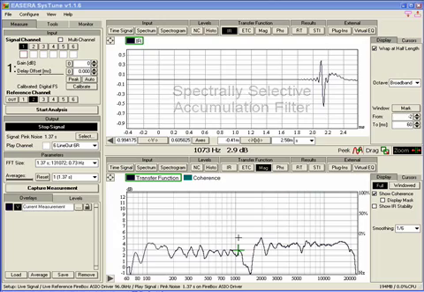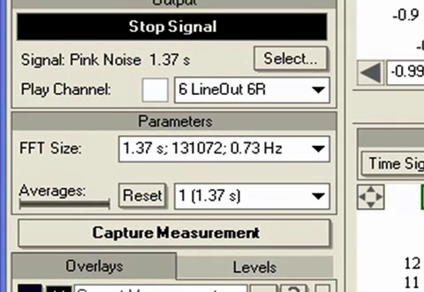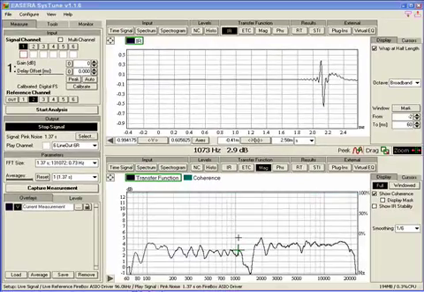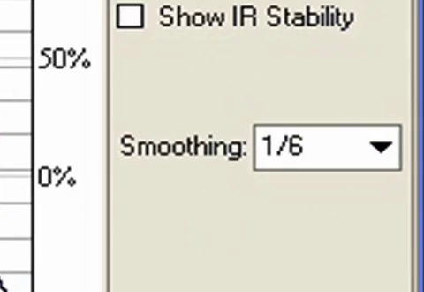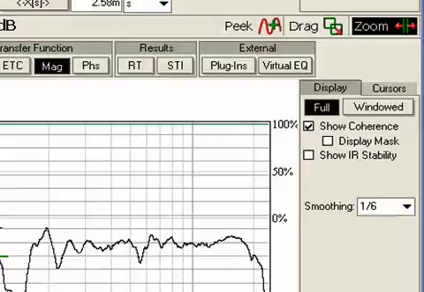As always, the first thing we need to do is establish our FFT size. Today I have chosen an FFT length of 1.37 seconds, giving us a frequency resolution of about 3/4 of a hertz. I have set the SysTune generator for the same FFT size, and I am using 1/6 octave smoothing to get rid of some of the unnecessary detail in the measurement, particularly in the high end.